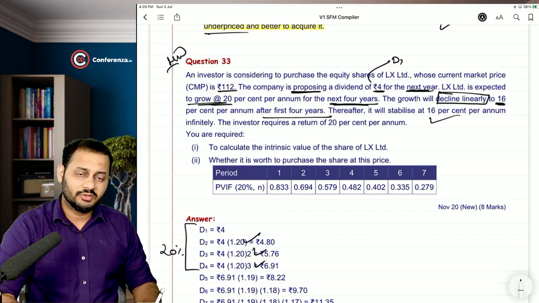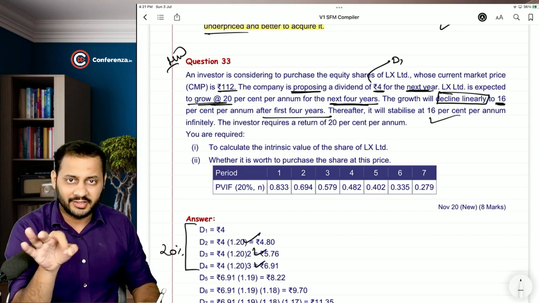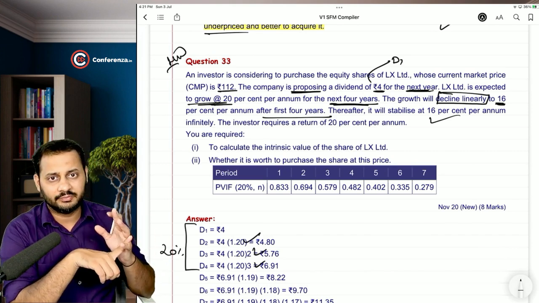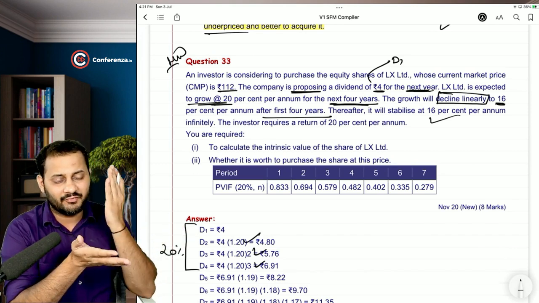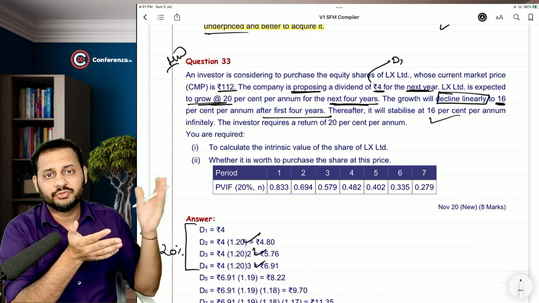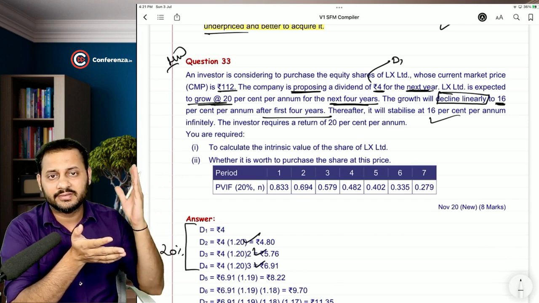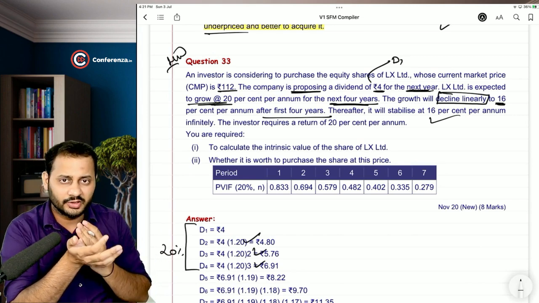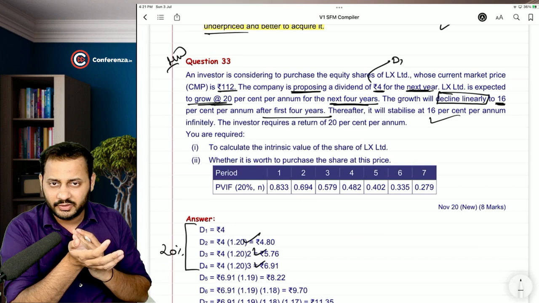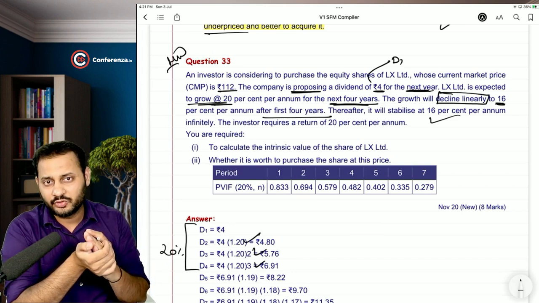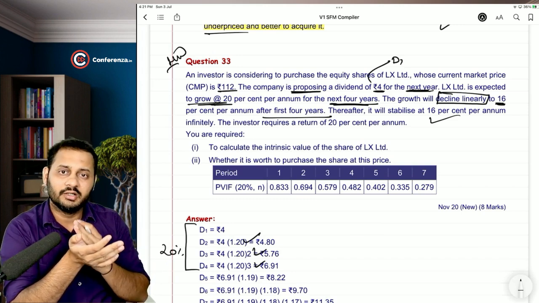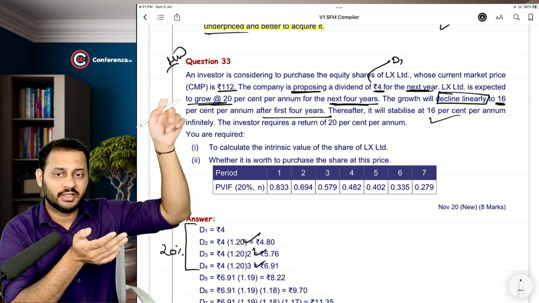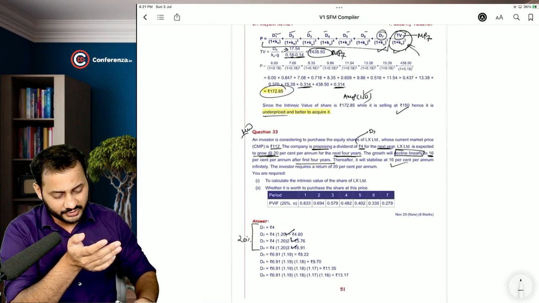In this manner also 7 years will be considered, not 8, because after 7th year you can clearly see in the 8th year 16% and after that also 16%. So after 7th year perpetuity starts, the similar growth rate starts. So take 7 years dividend, do the discounting, calculate present value, take 7th year's market price or terminal value, discount it and total it, you will get the market price. Compare that theoretical price with 112 and then decide whether it is worth to purchase or not.